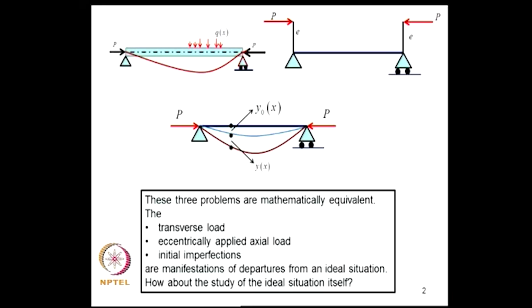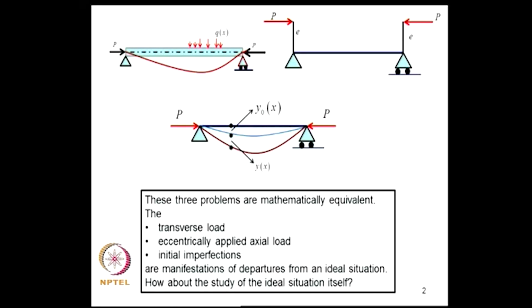We considered beam columns, and we considered 3 situations which were departures from the ideal situation: a beam carrying axial load plus transverse loads, an axial load applied eccentrically, or an axial load applied on a beam which is not initially perfect, with an initial imperfection y naught of x. We showed that all these 3 problems are mathematically equivalent, and for certain values of p, the response of all these 3 systems becomes large and the structure loses its stability.